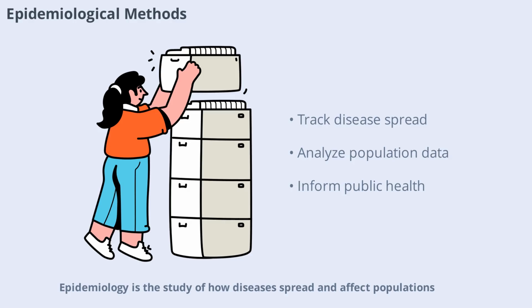Epidemiology is the study of how diseases spread and affect populations. Biomedical researchers use epidemiological methods to track outbreaks, identify risk factors, and evaluate public health interventions. These methods involve collecting and analyzing data from large groups, often using surveys or health records. Epidemiological studies help inform policy decisions and guide resource allocation. By understanding disease patterns, researchers can develop strategies to prevent and control health threats.